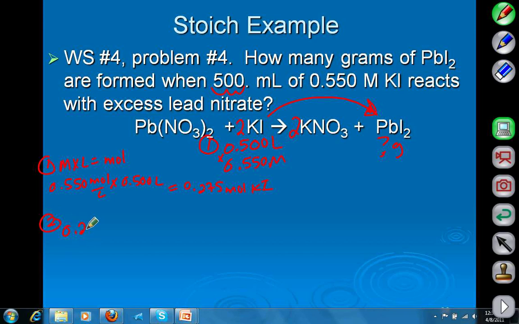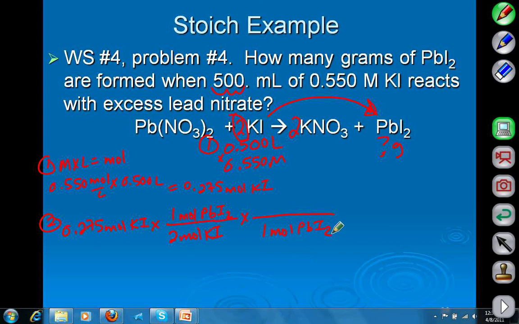Now the question says change to grams. We can do that. Oh, well, we have to find the mole ratio first, so we'll go 0.275 moles of KI, and we'll do the mole ratio. There's 2 moles of KI, I got the 2 right from here, for 1 mole of PbI2. It's a 2:1 ratio, or if you looked at it the other way, it's a 1:2 ratio.